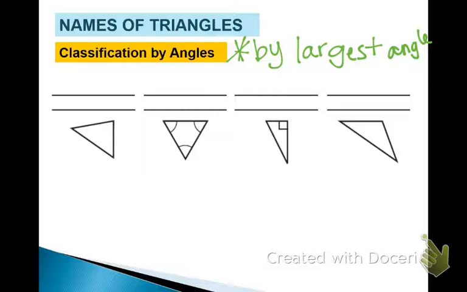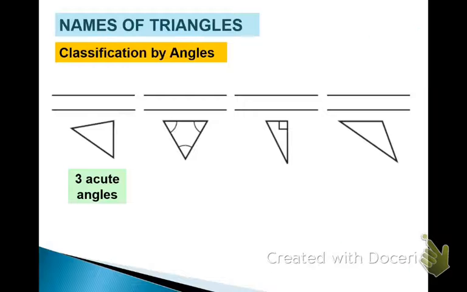If the largest angle was 90, what would that be called? Right. So look at that. You already know how to do these. The only one that you don't will probably be the second. So let's look. If you have 3 acute angles, what do you think we call that triangle? Acute. We call it an acute triangle. Good job.